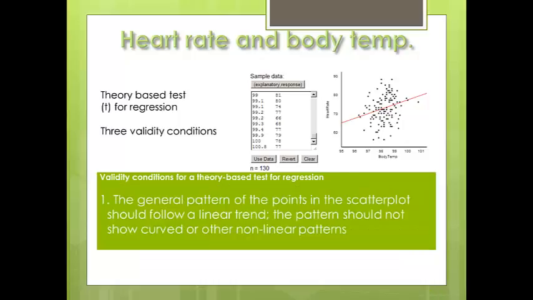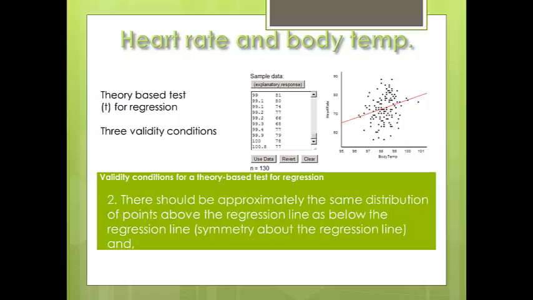The first validity condition says this, that the general pattern of the points in the scatter plot should follow a linear trend. The pattern should not show curved or other nonlinear patterns. We've talked about this before when we've said it doesn't make sense to fit a best fit line and compute a slope or compute a correlation coefficient if the underlying pattern of the data is not linear. For this data set, we do see a generally linear pattern, that is, as we increase body temperature, heart rate tends to increase in a fairly linear way on average.